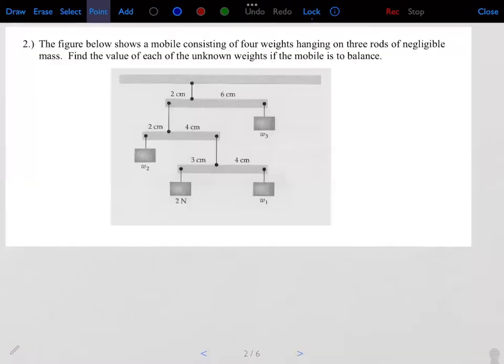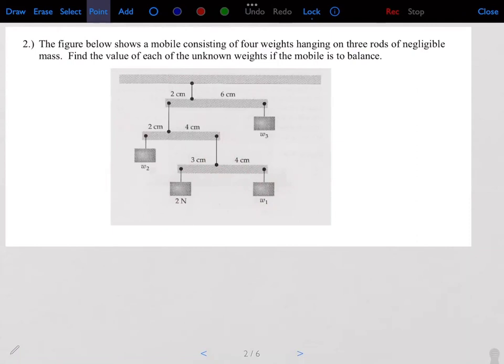All right, next question. The figure below shows a mobile consisting of 4 weights hanging on 3 rods of negligible mass. When they say negligible mass, that means we don't have to think about the rod as having a weight. If it did, the weight would act at the center of mass, which may not be at the axis of rotation. But we're assuming they're negligible, so we're only going to worry about these forces. Find the value of each of the unknown weights if the mobile is to balance. So we're assuming this whole thing is in rotational equilibrium, so each part is in rotational equilibrium.